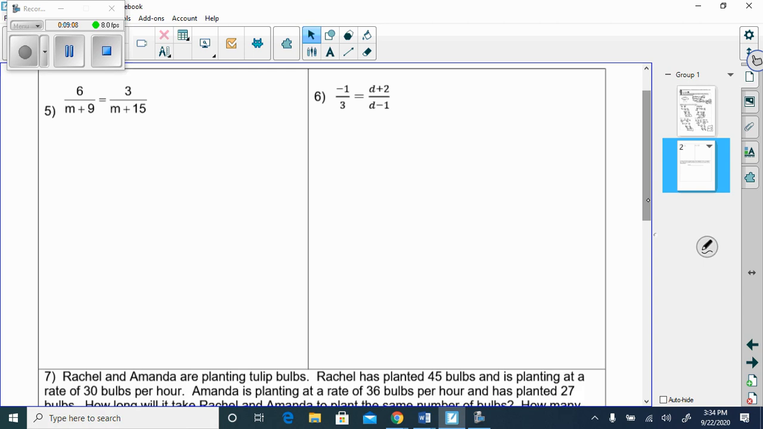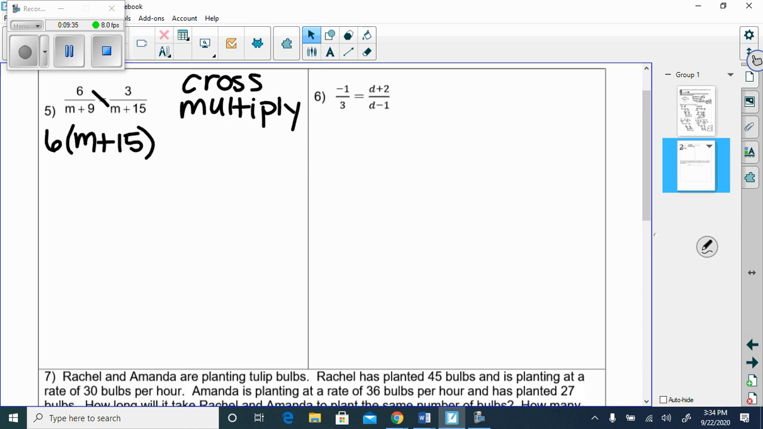So what are we supposed to do when our problems look like this? Awesome. On both of these, we're going to need to cross multiply. When I cross multiply, I multiply in this direction 6 times the whole bottom part, so make sure you put it in parentheses: m plus 15. Very good. He said this direction will have 3 parentheses m plus 9.